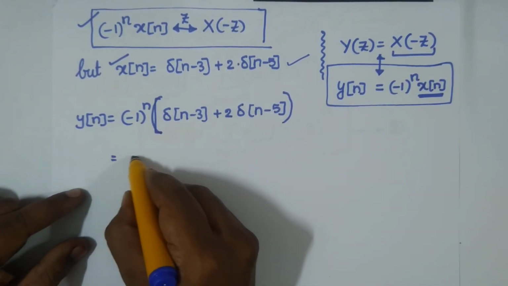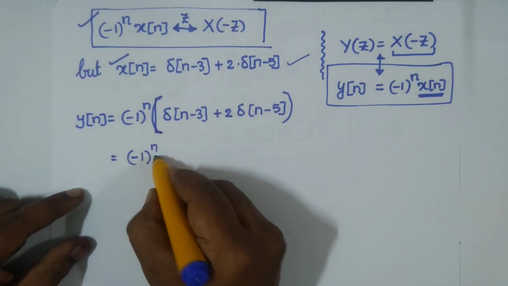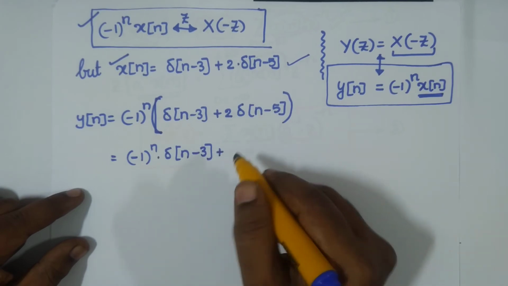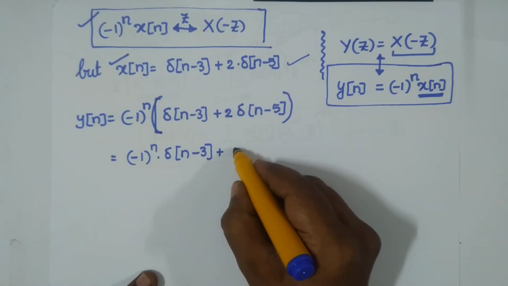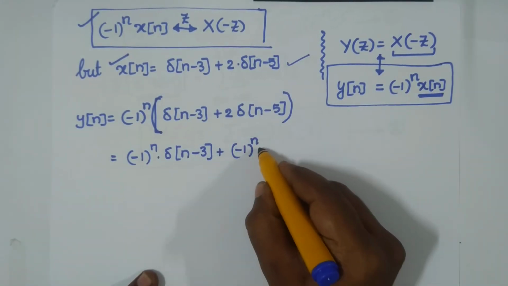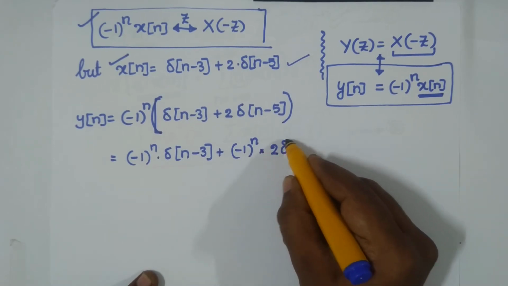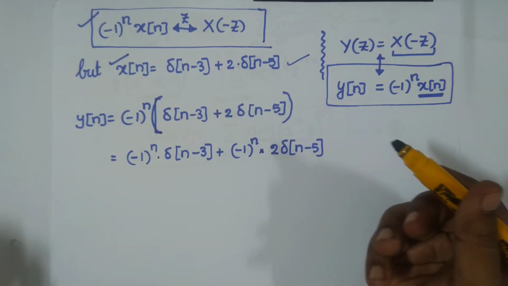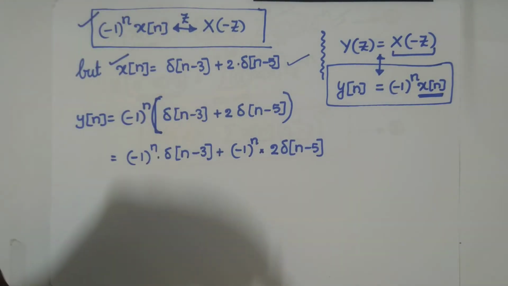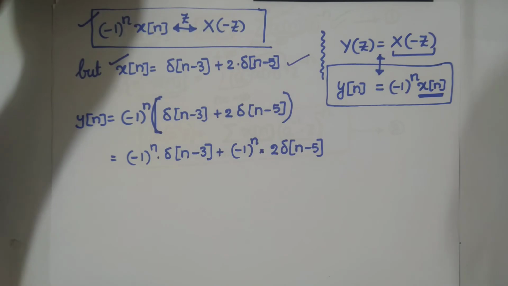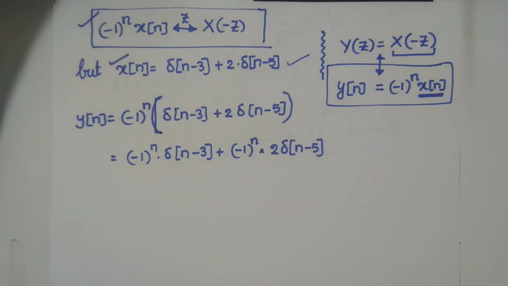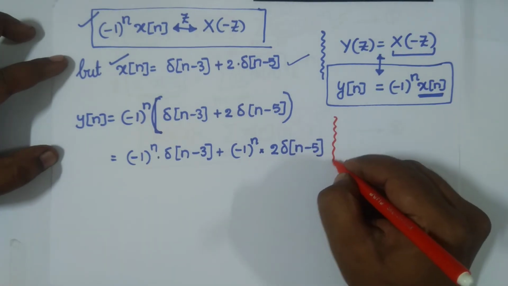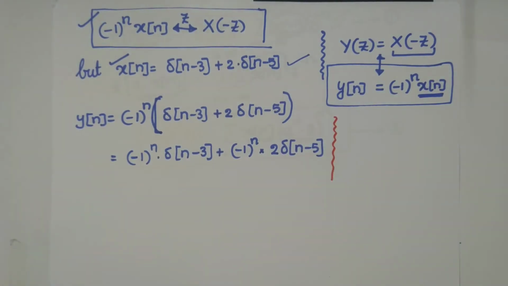You see what you have: minus 1 power n delta n minus 3, plus again minus 1 power n multiplied by twice delta n minus 5. So now what we get, okay, so how do you do this? You have this beautiful property. So now what you do is this.